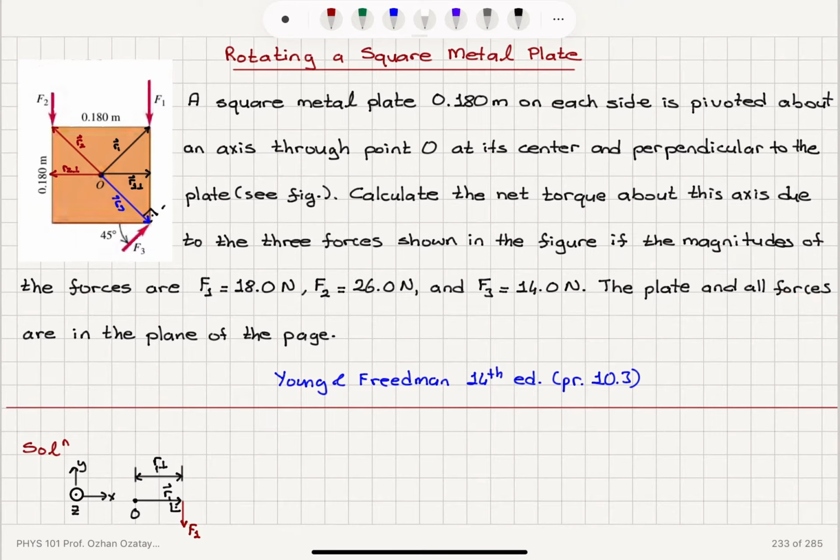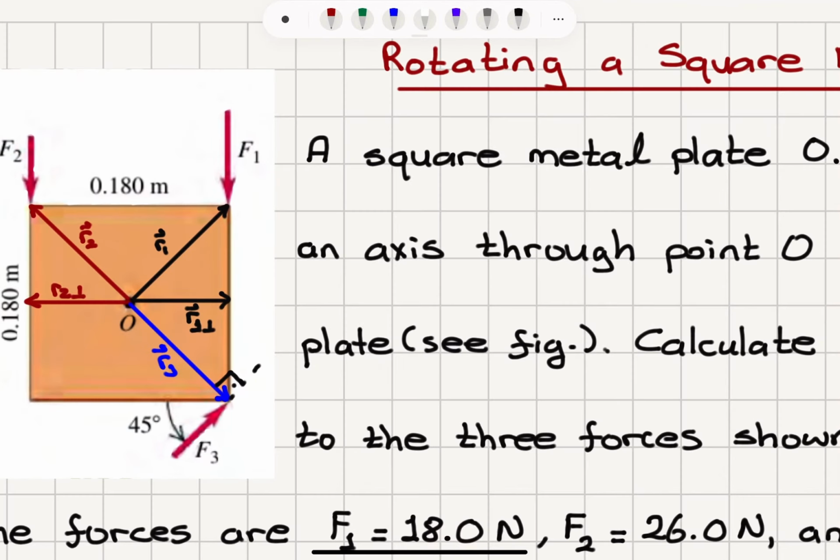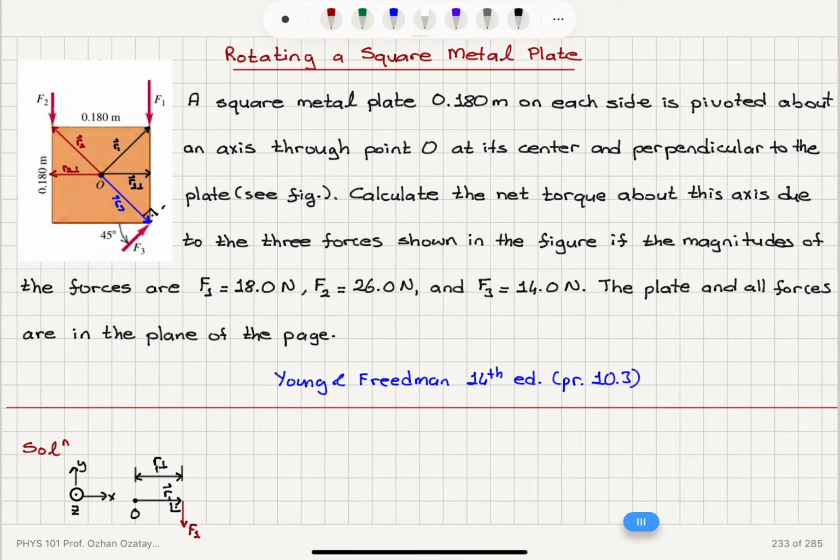Okay, so we set up our coordinate axes x, y, and z like this, and we're looking at the perpendicular distance for each force. So for F1, you can see that the perpendicular distance will be R1 perpendicular. So we have the position vector of the application point of the force with respect to the pivot, and then we find the perpendicular distance. So how much is the perpendicular distance in this case?